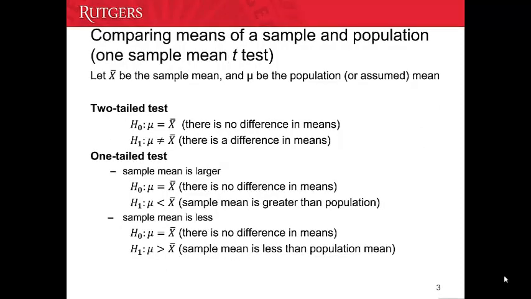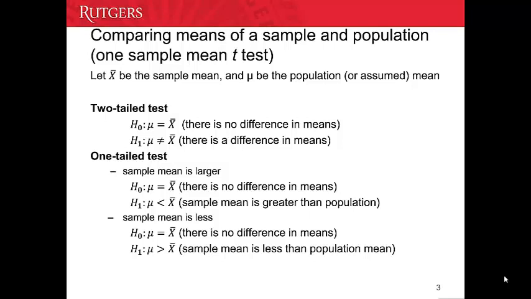We have discussed the mean test, which compares the sample mean and the population mean. It's also called the one sample mean t-test. Here we use X bar to represent the sample mean, and mu to represent the population mean. We have two ways to state the alternative hypothesis: the two-tailed test and the one-tailed test.